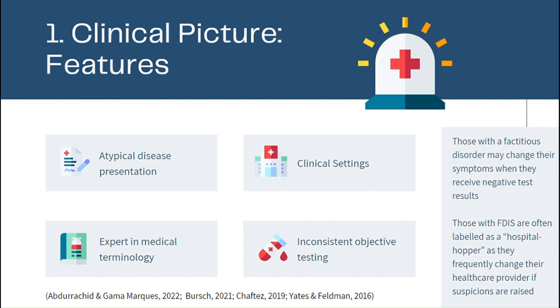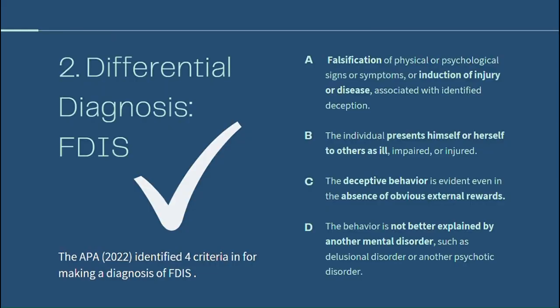This condition is often referred to as hospital hopper, as the person who is presenting with factitious disorder will often move from place to place or hospital to hospital when the clinician becomes suspicious that they may have the condition.